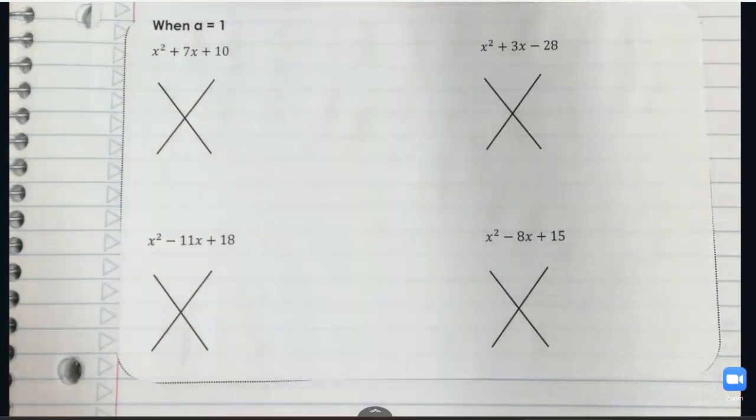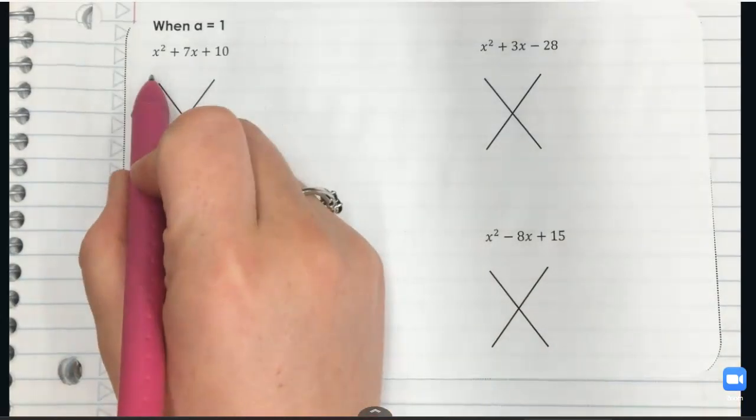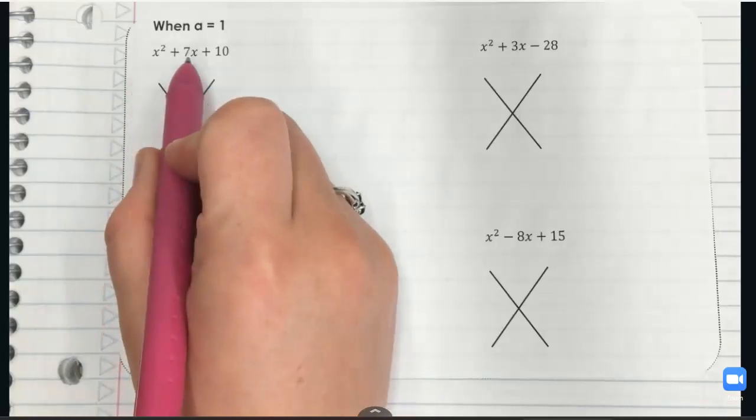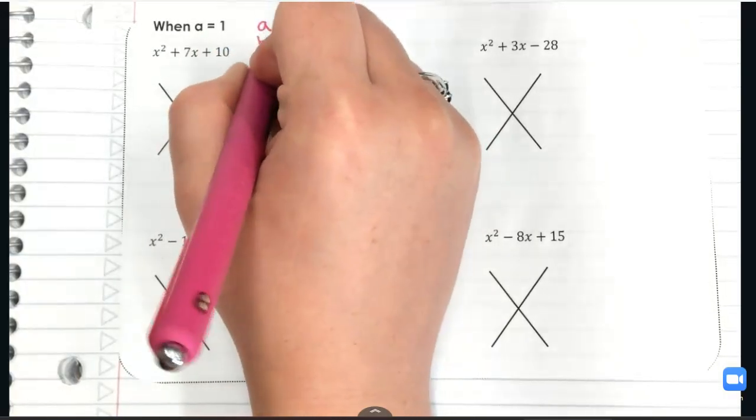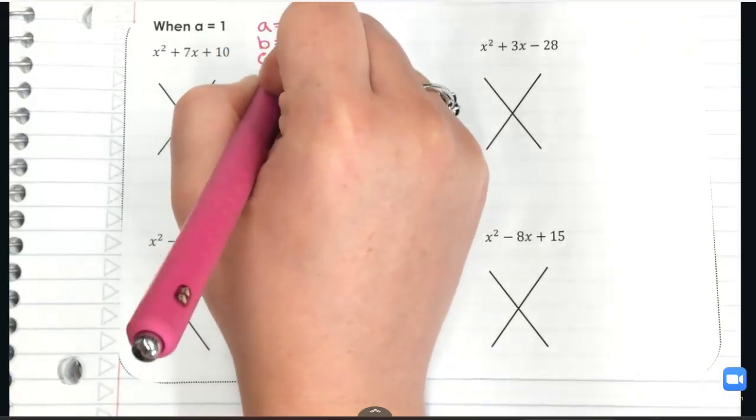So we are going to look at the case just when a is equal to 1 for now. Next time we'll look at when a is greater than 1 because the steps are slightly different. So starting on this first one, x squared plus 7x plus 10, this means that a is 1, b is 7, and c is 10.